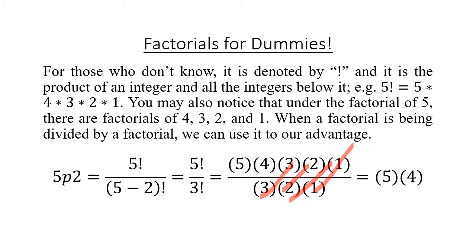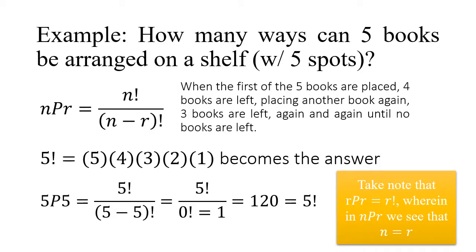Okay, next is an example. How many ways can 5 books be arranged on a shelf with 5 spots? When the first of the 5 books is placed, there are 5 possibilities, and then 4 possibilities are left because there are 4 books left. Placing another book, 3 possibilities are left, 3 books are left. Again and again until no books and no possibilities are left.